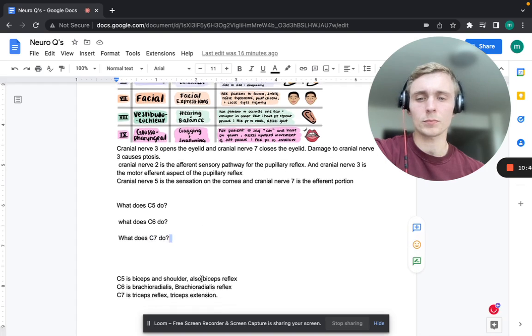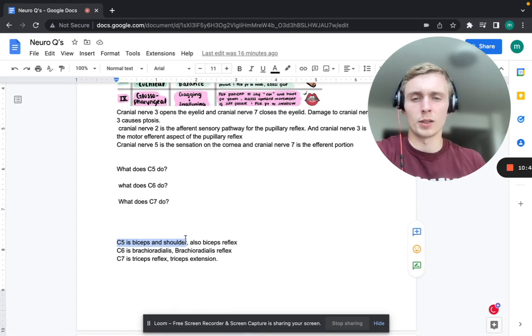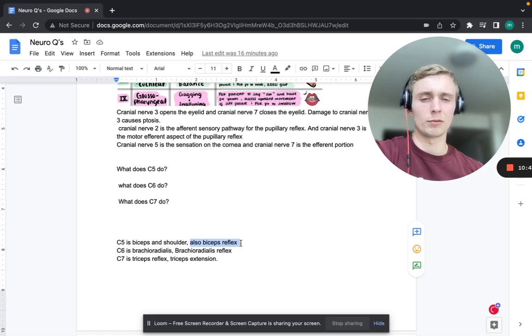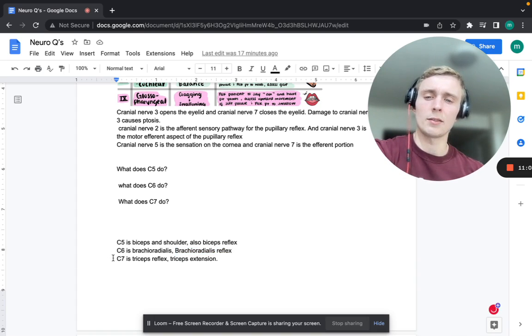So C5 does the biceps and the shoulder, the deltoid there, so sensation to those areas, and also the biceps reflex. C6 is the brachioradialis and the brachioradialis reflex, in the middle of the forearm there, and also the brachioradialis flexes the elbow. And C7 is the triceps reflex, and it also does triceps extension. So C7 is the triceps, C6 brachioradialis, C5 biceps and shoulder.